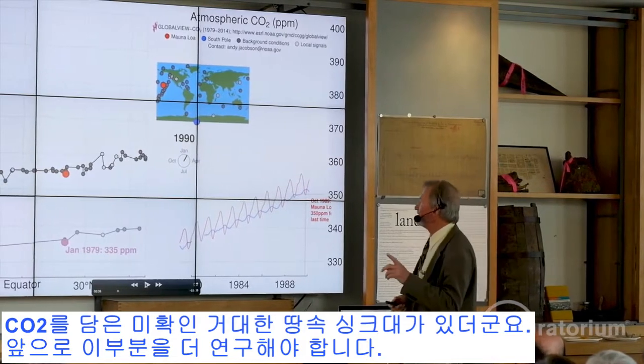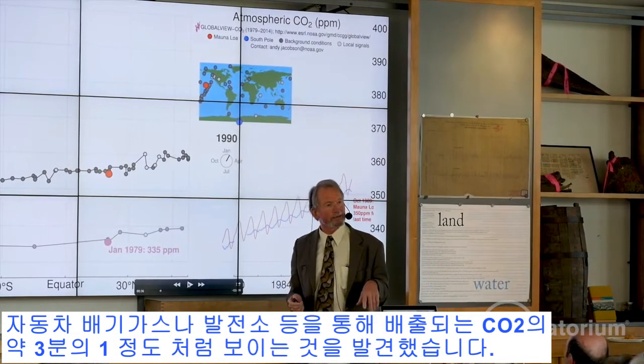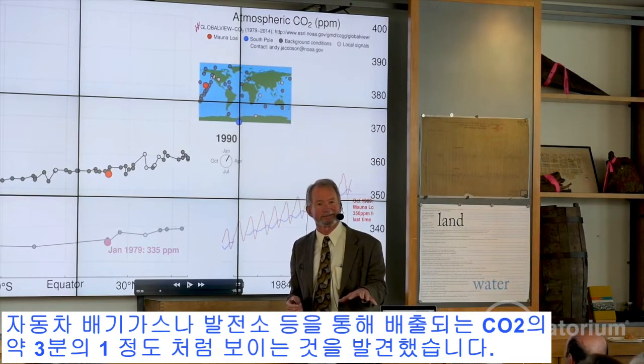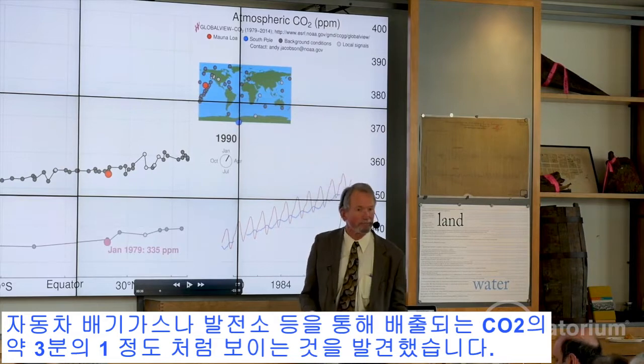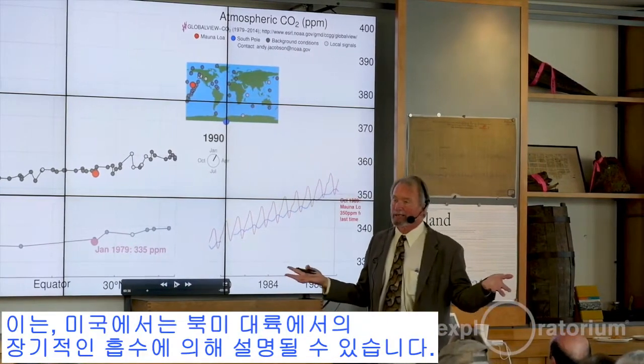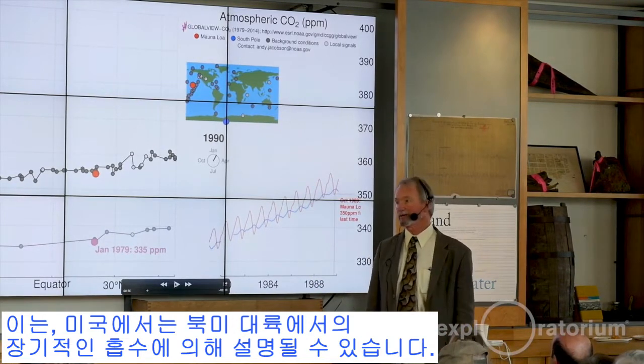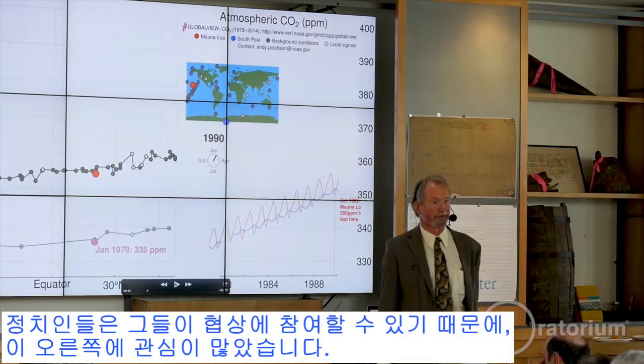As we went further in this to study it and learn about it, we found out that, lo and behold, maybe it looks like about 1/3 of the CO2 emitted through automobile tailpipes, power plants, etc., in the United States can be accounted for by uptake, long-term uptake, in the North American continent. Now, politicians were very interested in this, right?